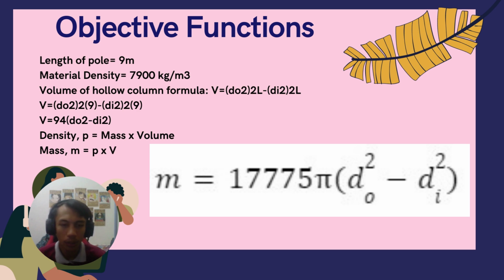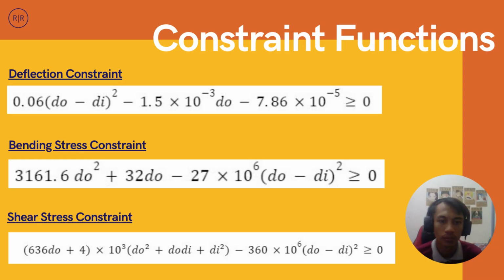To calculate the optimized mass of the hollow column, the volume of the hollow column should be known, then multiplied with material density. Substituting the given information inside the volume equation will yield the objective function for this problem. We will get the objective function as shown, and the constraint function we will get that as shown.